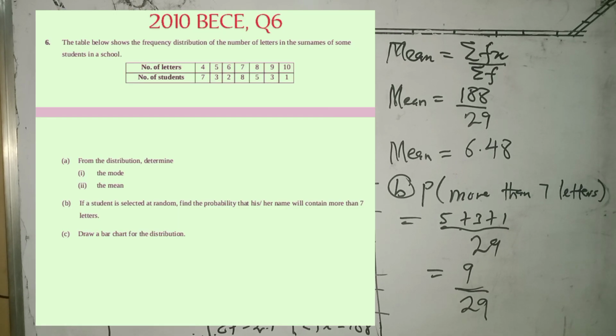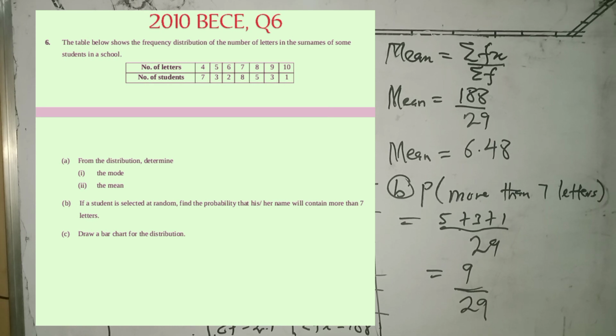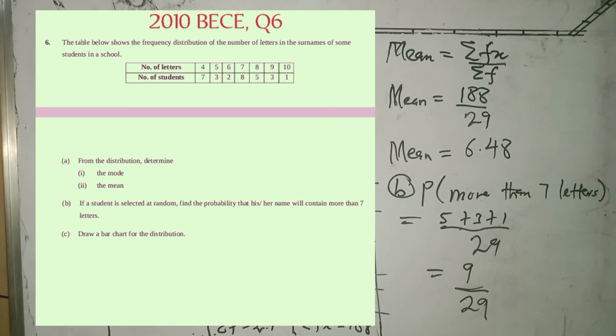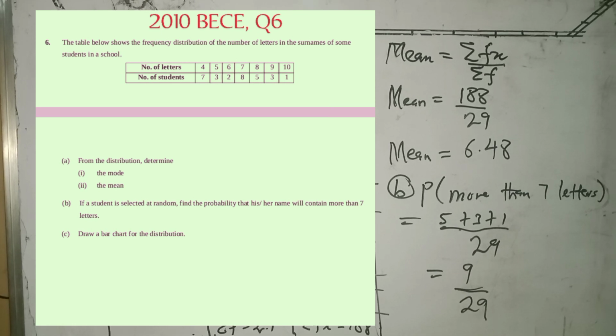Now, the very last part of the question was to draw a bar chart for the distribution. So we are going to use the information we have had from the distribution table to come out with the bar chart for this particular distribution. This is the axis for the bar chart.